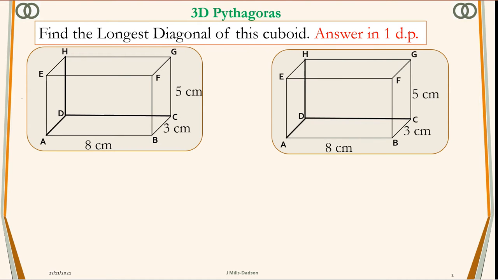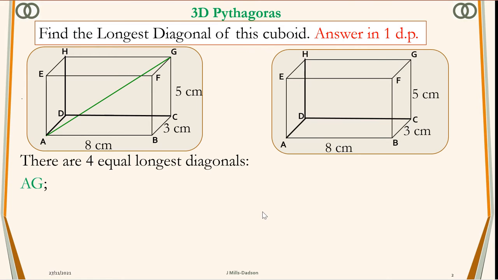Okay, here we are supposed to find the longest diagonal of this cuboid and give our answer to one decimal place. First, what is the longest diagonal of a cuboid? There are more than one longest diagonal and they are all of equal length. So I'm going to go through that before I explain how to work out the length. The first one is line AG. From this point to that point. BH is also a longest diagonal, EC is a longest diagonal, and FD. So there are 4 of them and they are all of equal length.